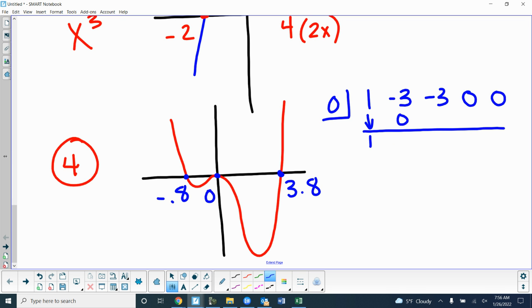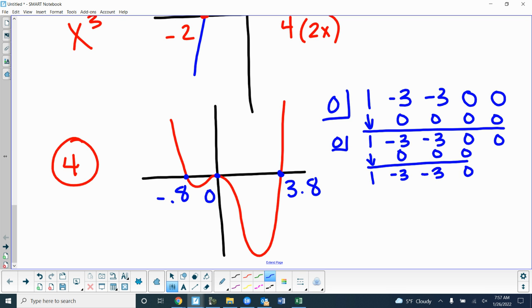0 times 1 is 0. 0 times negative 3 is 0. 0 times negative 3 is 0. And 0 times 0 is 0. So it worked that time, right? Do 0 again. 0 times 1 is 0. And we got a 0 again. And it works. But if I do it a third time, I got 0 again. But did I get a 0 here? No. So that tells you that really wasn't bent and that it actually did go underneath a little bit. Okay?